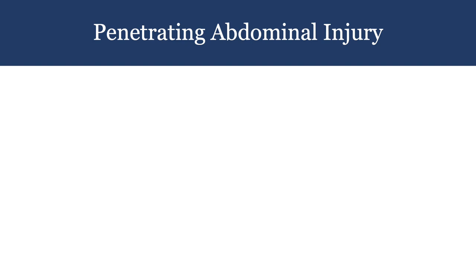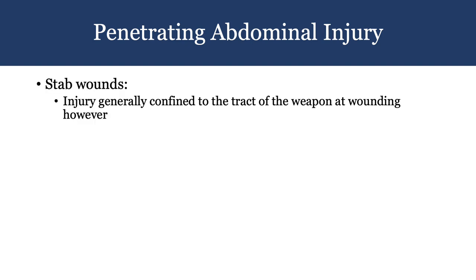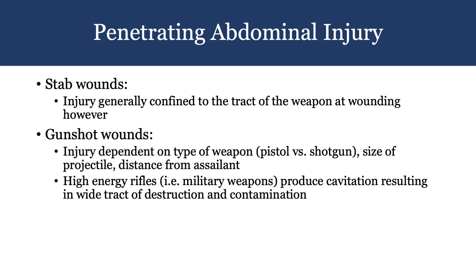So the other type of trauma that could occur to the abdomen is penetrating abdominal trauma. Many of these are stab wounds, and the injury is generally confined to the tract of the weapon at the wounding. However, you may have unique penetrating abdominal trauma injuries, like gunshot wounds. When you have gunshot wounds or missile injuries, the injuries will depend on the type of weapon used. For example, a pistol could give you a different injury from a shotgun, depending on the trajectory and the amount of missiles being released from the bullet.